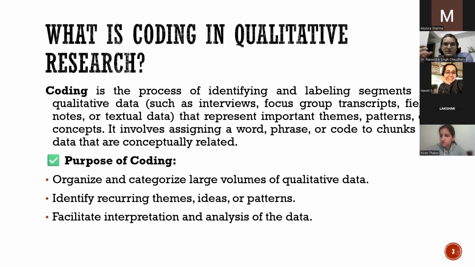From that particular data, we are trying to identify important themes or patterns, what story the data is telling. Basically, it involves assigning a word or a phrase, or in simple language, a code, to chunks of data. Largely there's an interview, there's a conversation, but what is the conversation largely focused upon? There might be certain key points on which people are talking about. So we have to identify those particular keywords.